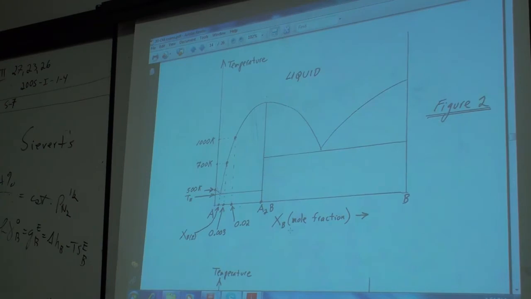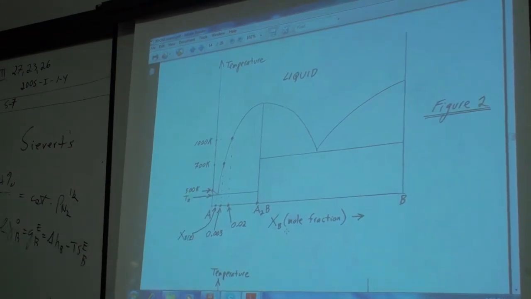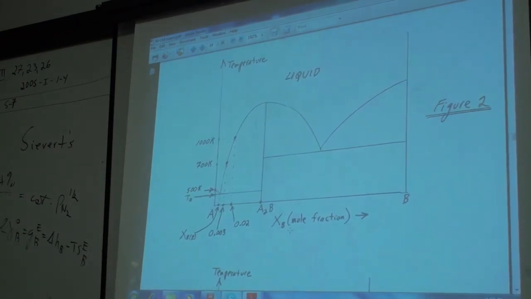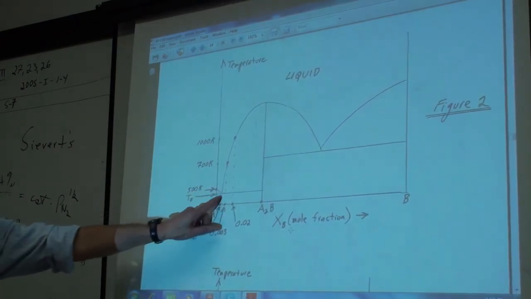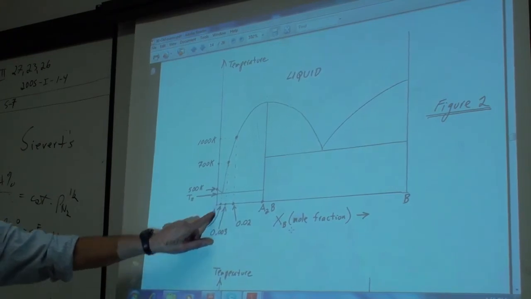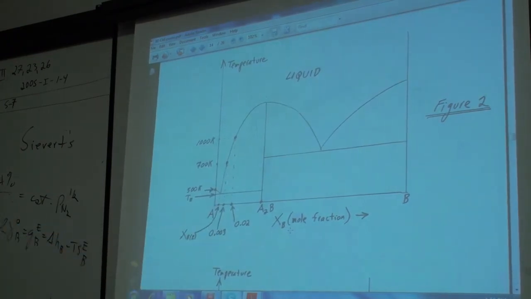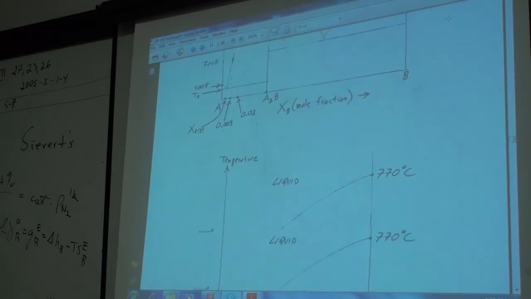A little line along here: RT log activity of A is the heat of fusion times 1 minus T over T fusion. I've now calculated at 500 degrees Kelvin that the mole fraction of B is 0.00025. Now I want to calculate the temperature.